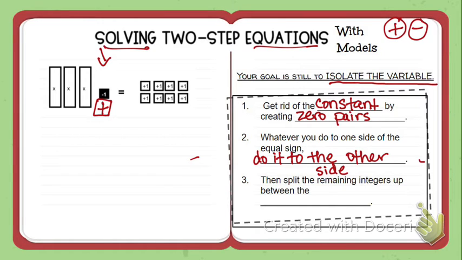So if I add one positive integer over here, I'm going to add one positive integer on the right side of the equal sign. Okay, now what happened here, I'm going to change colors slightly. This positive 1 and negative 1, they're going to cancel and they go away. Okay, we are going to split the remaining integers up between the variables, however many variables there are. So what I have left over here is 3x's and 9 positive integers. 3x's equals 9 positive integers.